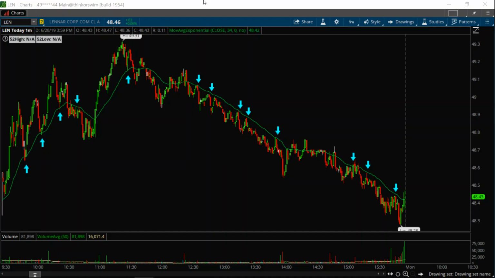So that's another way to look at support and resistance, not as a specific line, not as a specific zone, but a moving number. And in this case, we're going to use the exponential moving average set to 34. And that is dynamic support and resistance.